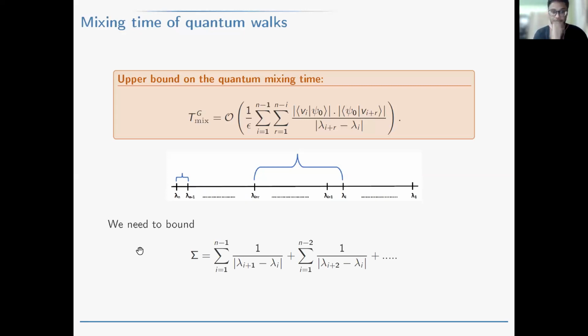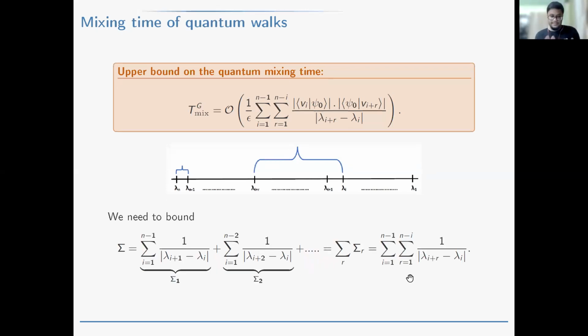If you just forget the numerator for a while, because these are less than one anyway, you can say that the upper bound itself could be obtained by just replacing this with 1, right? So what we actually need to bound is this expression sigma, which is this sum. You could re-express this double sum as these individual sums, where in the first sum we only consider gaps between nearest eigenvalues. Here we consider gaps between second nearest eigenvalues, and so on.